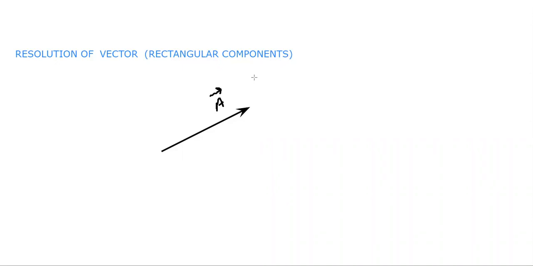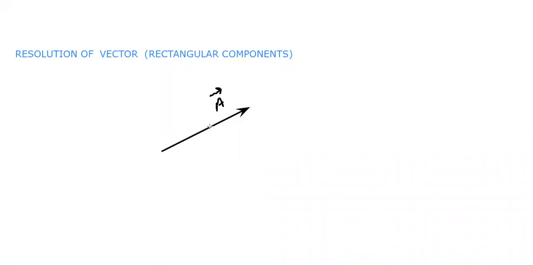Now this is a very new topic for you all, and it is very important for class 11 physics as well as class 12 physics, because we always resolve vectors while doing many derivations. So if you can see, this is a vector, and suppose it is moving in the 2D plane. Let us say xy.